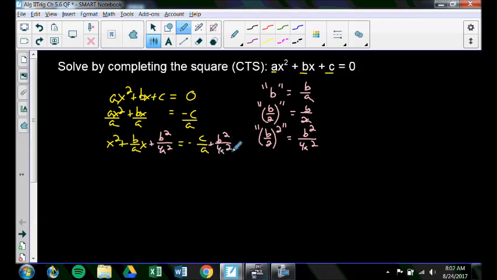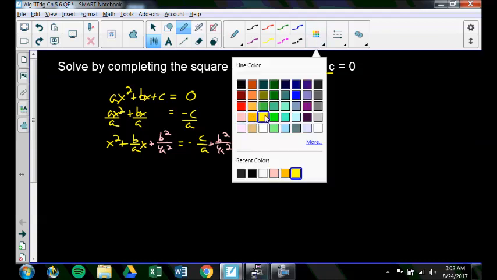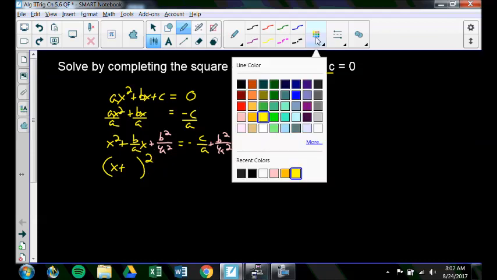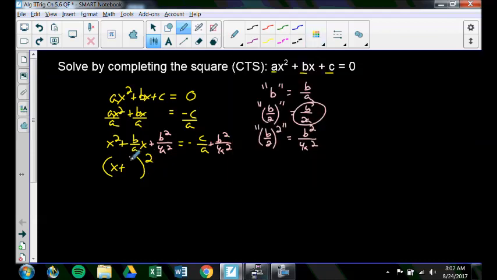Now the left side can factor. The left side always factors into x plus b over 2, and we know what b over 2 is. It's b over 2a. So this is going to become x plus b over 2a, squared.